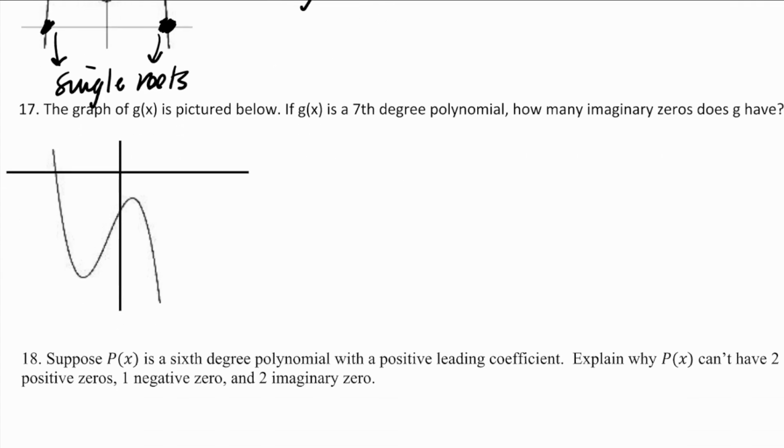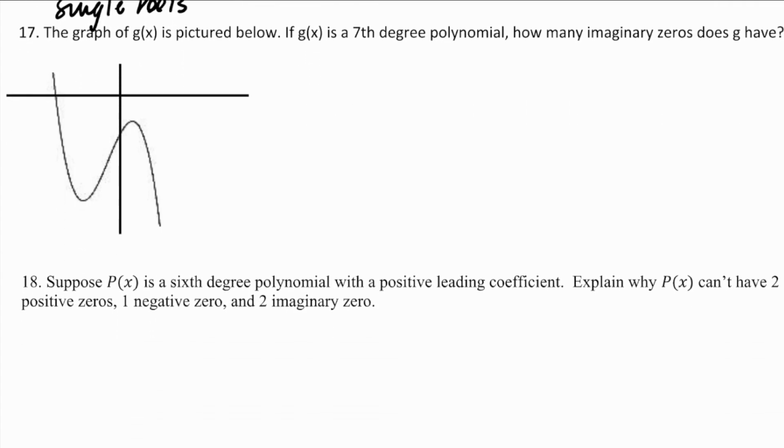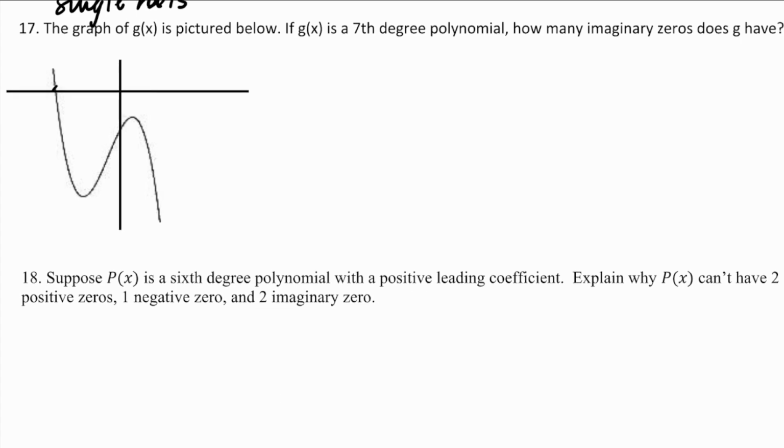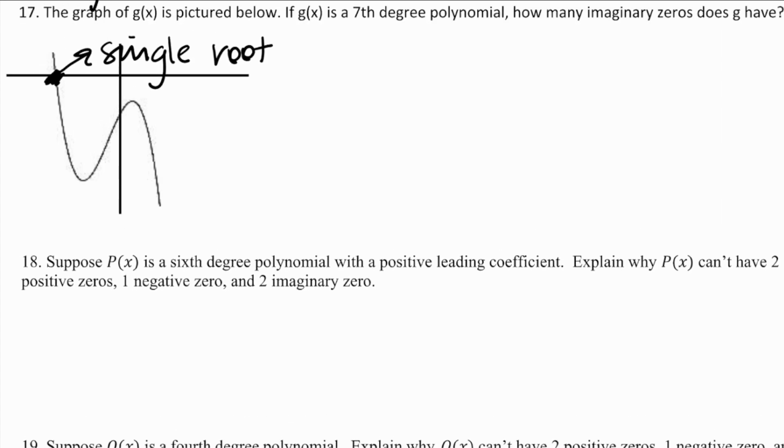Right, the graph of g is pictured below. g is a 7th-degree polynomial. That's also a single root because it's passing through confidently. Okay, one single root, 7th degree, it's going to be 6 imaginary zeros, because we know that the number of zeros in total has to add up to the degree of the polynomial.